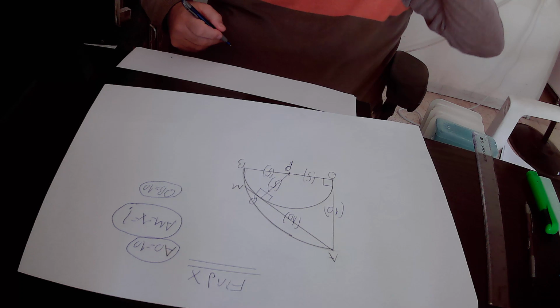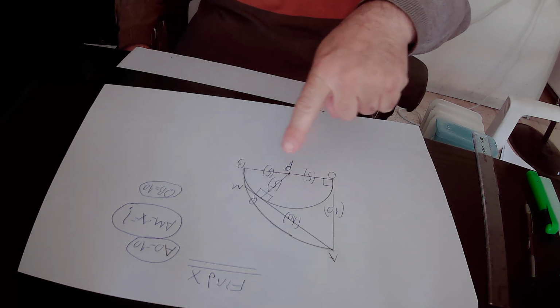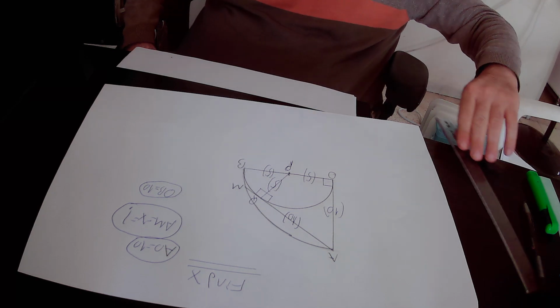In the next step, we'll extend line segment AM and line segment OB by side line until they touch each other.